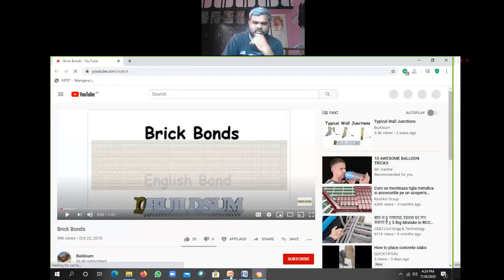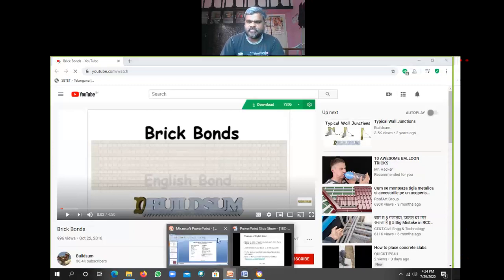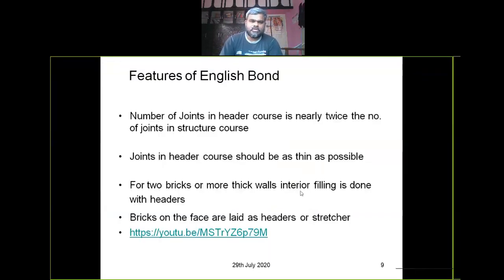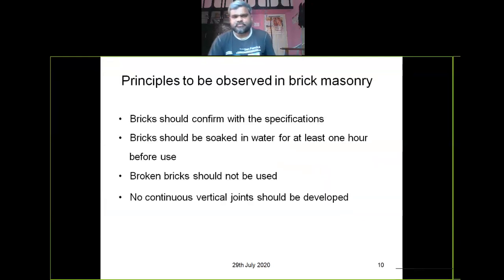Yes. So this is very easily shown. Clearly it is shown, the two bricks in the construction of the English bond, right? And the principles involved in brick masonry: if you observe in that video, every brick which is laid has been covered with mortar and jointed together, placed near to another brick, right?